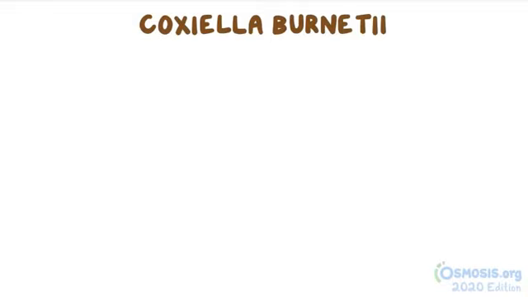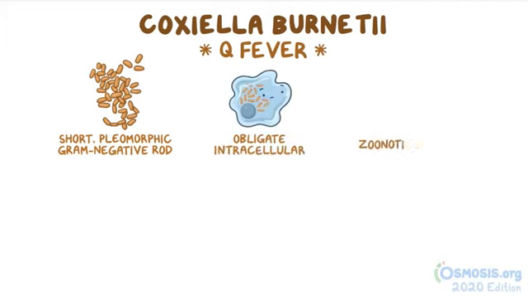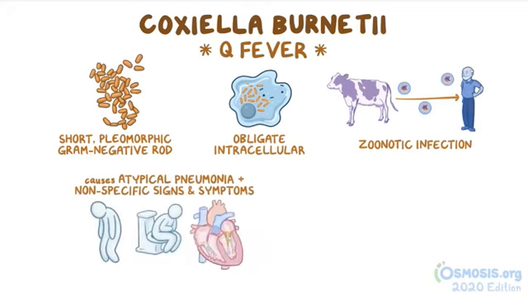Alright, as a quick recap, Coxiella burnettii, also referred to as Q fever, is a short, pleomorphic, gram-negative rod that is a strict intracellular bacterium. It is a zoonotic infection that is transmitted via aerosolized spores. It causes atypical pneumonia in humans, as well as a host of other nonspecific signs and symptoms. Treatment involves a course of doxycycline.